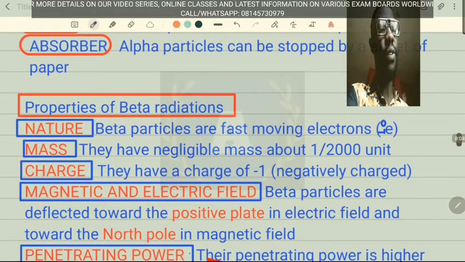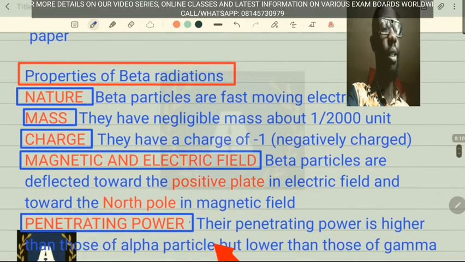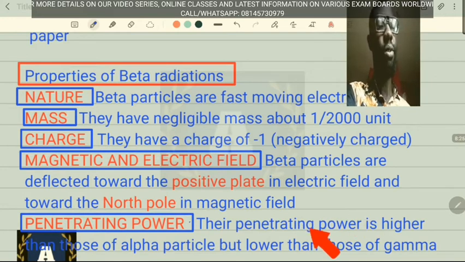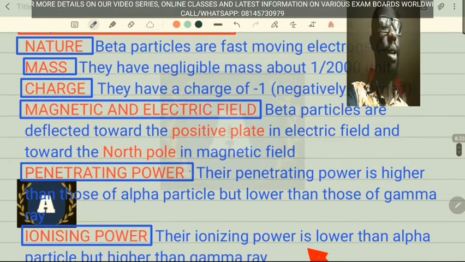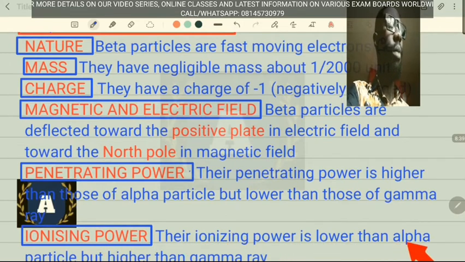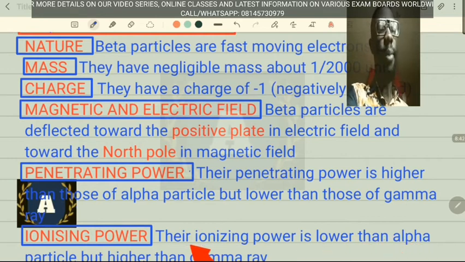Now what happens to its penetration power? Their penetrating power is higher than those of alpha particles, but lower than those of gamma rays. Which means that it can penetrate much more than the alpha particles, but less than the gamma rays. Now what happens to the ionizing power? They also cause ionization in gases, but the ionizing power is lower than the alpha particle. Don't forget we said alpha particles have the highest ionizing power, but beta is higher than gamma rays.